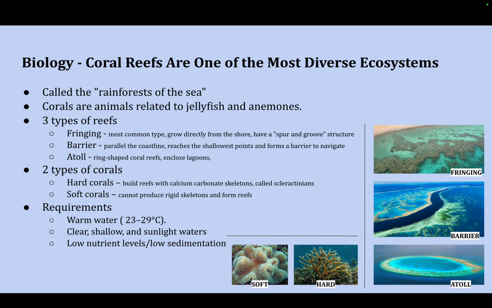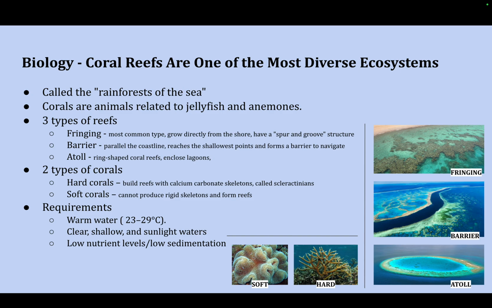Get it? The three types of reefs there are is fringing, which is the most common type, grown directly from the shore, and they have a spur and groove structure. Secondly is the barrier shape. They parallel the coastline and they reach the shallowest points and form a barrier to navigate. Thirdly is the atoll type of reef. It is a ring-shaped coral reef and they usually enclose lagoons.